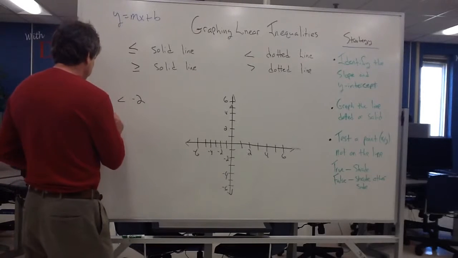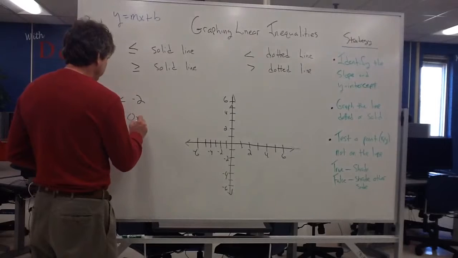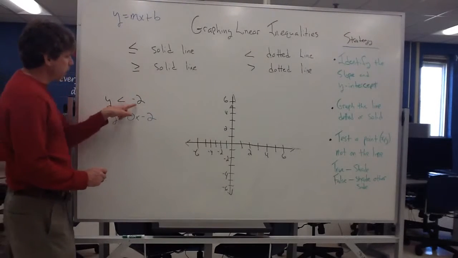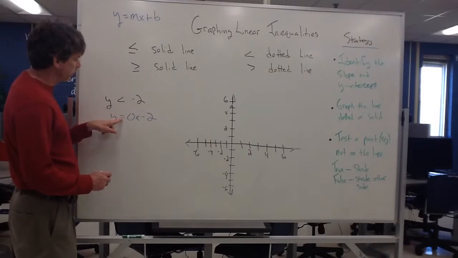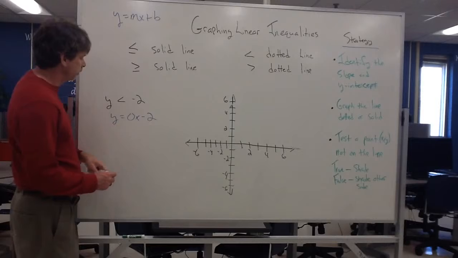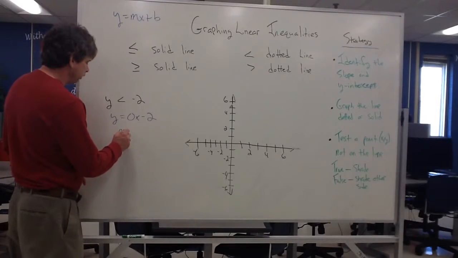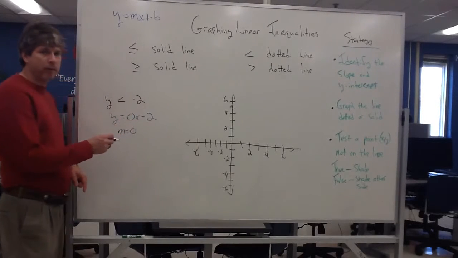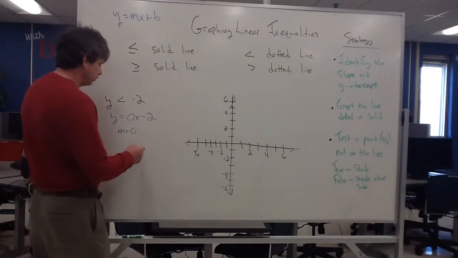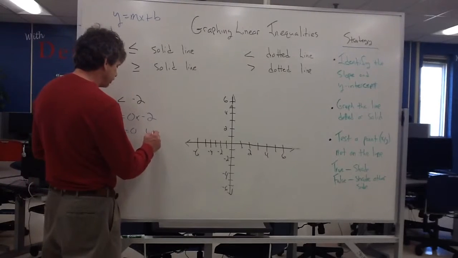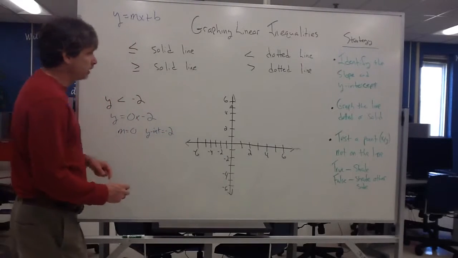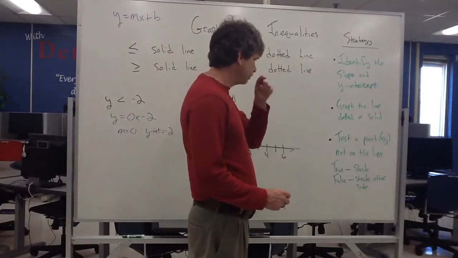So note that we have y equals 0x minus 2. That equation would look like this if I put the equality in here. This would represent the line itself. Since there's not an x in the problem, the coefficient of x had to be 0. So my slope is going to be 0, and my y-intercept is going to be -2. So I've identified those two pieces.